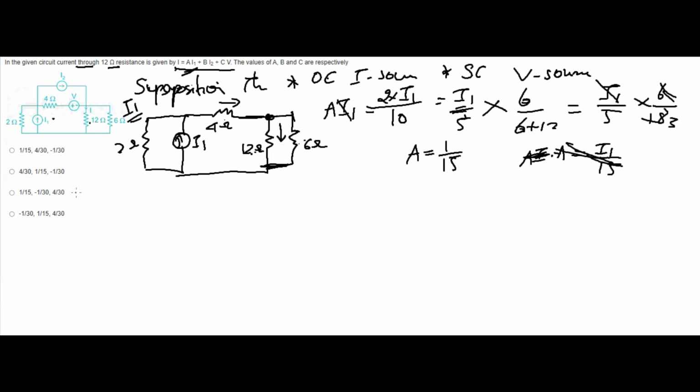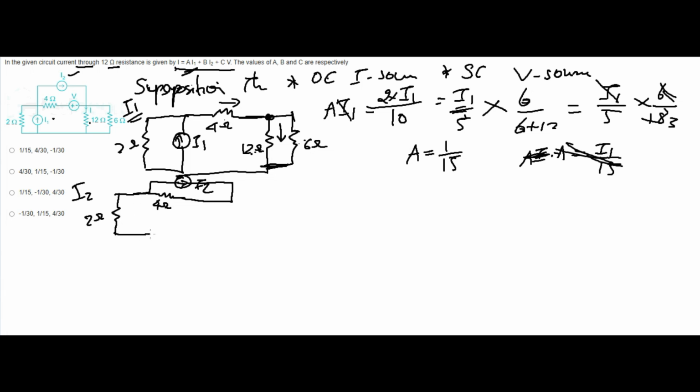Now we want to consider I2. When we consider I2, I1 will be open circuit, just leave it off. So I read the circuit now. The 2 ohm will be there, and then afterwards consider I2. I2 is flowing in this direction. So as usual, here the 4 ohm will be there, and the voltage source will be short circuit, because we are considering only I2.